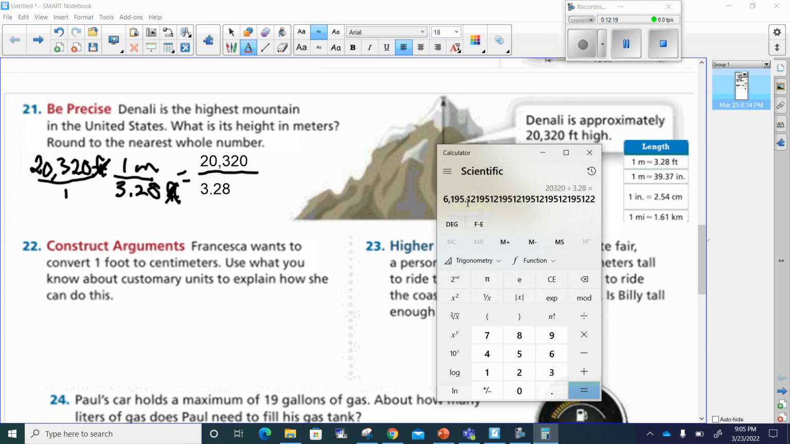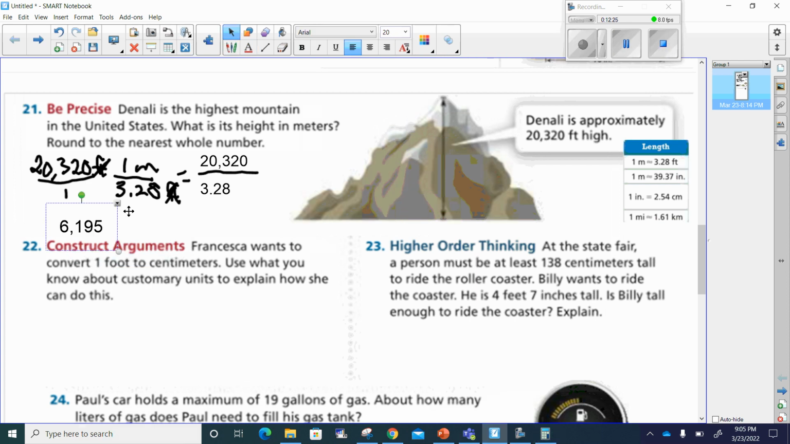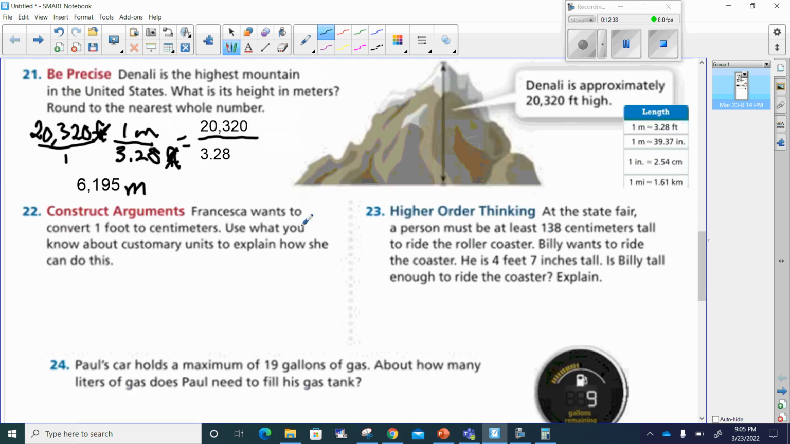So 6,195. I wonder if I can copy this. Oh, look at that. And paste it over here. Look how that turned out. And so this is in meters. So I would have to remember to put meters at the end of it. Okay. We're off to 23.